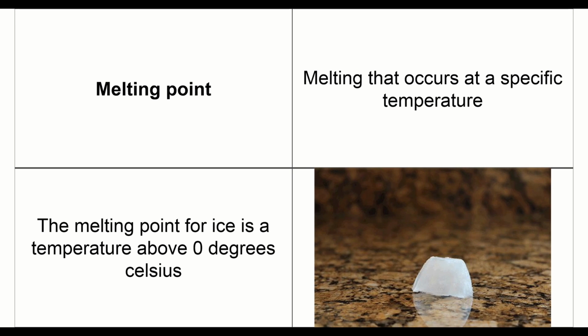So what determines if something melts? Well, we have to look at its melting point, the point at which something melts. So melting occurs at a specific temperature. The melting point for ice is a temperature above 0 degrees Celsius. All right, so if it's above 0 degrees Celsius, or you may be more familiar with 32 degrees Fahrenheit, then that ice will melt. And so this ice cube will be on the table, and eventually this will start to melt. You can see a little bit of water. It's kind of hard to see. This ice cube will begin to melt, just like in that previous picture as well.